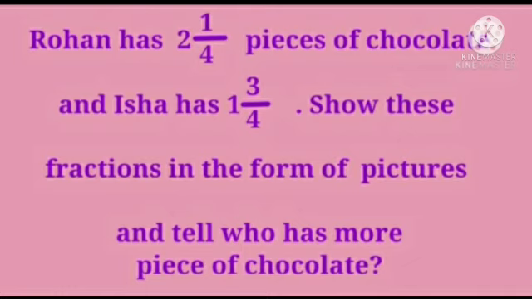Rohan has 2 1/4 pieces of chocolate and Isha has 1 3/4. Show these fractions in the form of pictures and tell who has more pieces of chocolate.